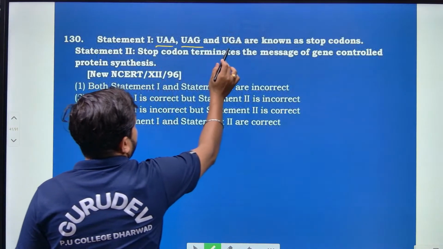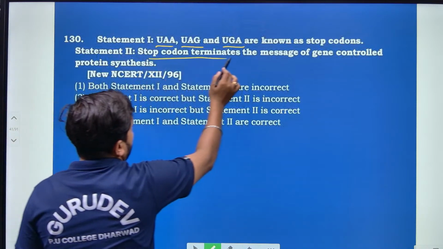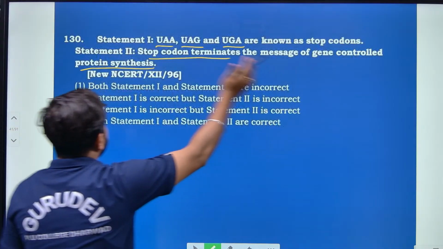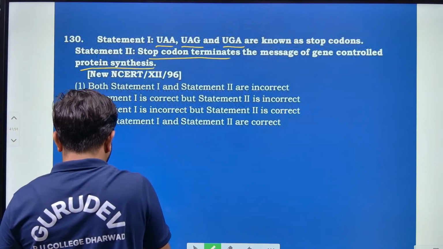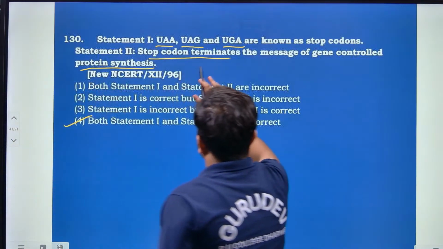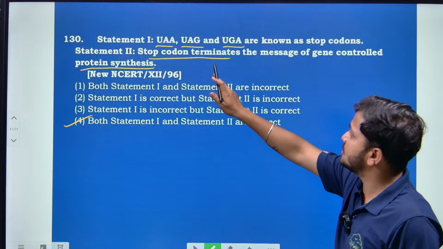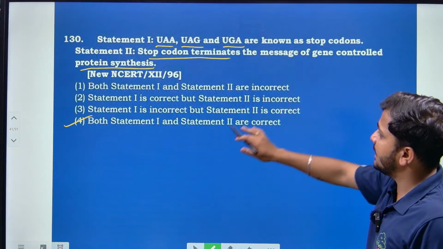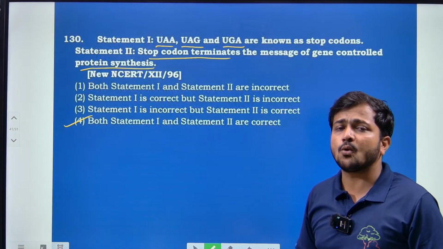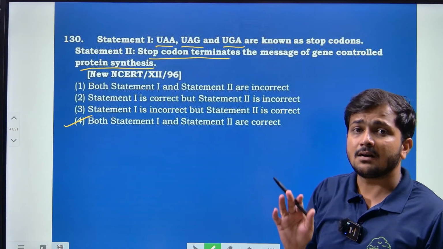Then statement 1: UAA, UAG and UGA are known as stop codons, and they are also called terminator codons, right? Then statement 2: stop codon terminates the message of gene controlled protein synthesis. So both statement 1 and statement 2 are correct, because the termination process of protein synthesis, or even the transcription, is stopped by having the terminator codons. These are also called nonsense codons, because they do not code for any amino acids. So not only stop codons, they can also be considered terminator codons, right?